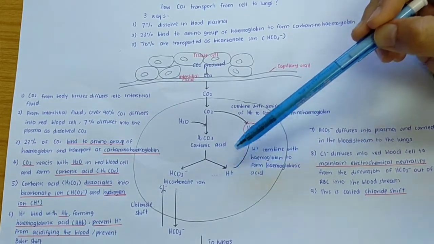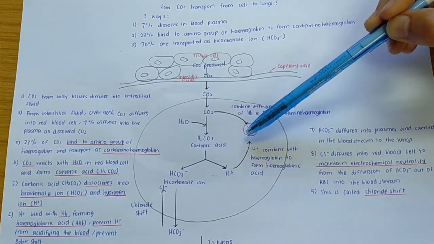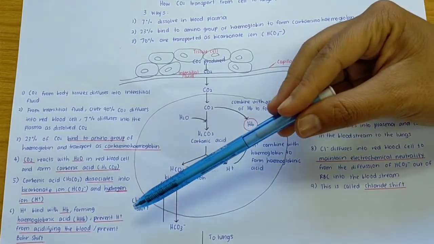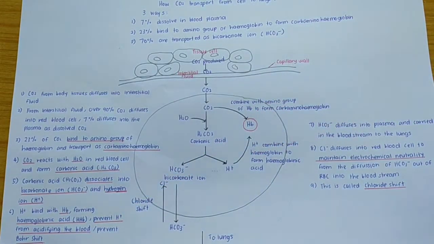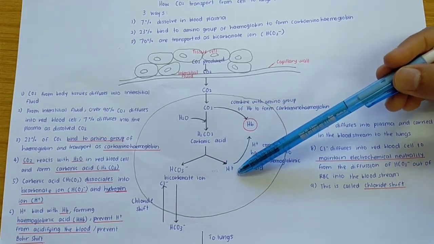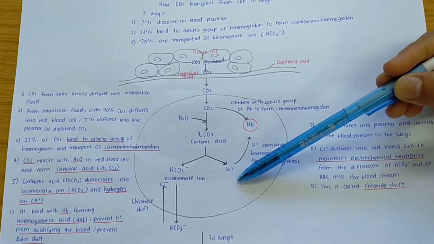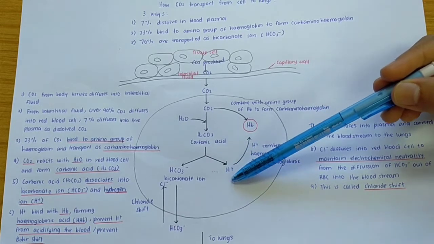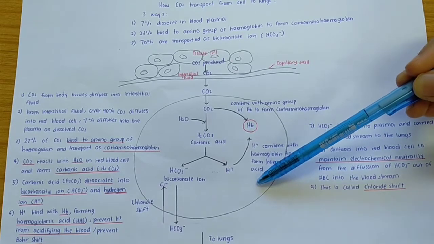This hydrogen ion will bind with hemoglobin. Okay, why must hydrogen ion bind with hemoglobin? To form hemoglobinic acid, because it will prevent hydrogen ion from acidifying the blood, or prevent the Bohr shift. Later I will explain what the Bohr shift is. So if there is a high concentration of hydrogen ion, it will cause the blood to become acidic. So to prevent the blood from becoming acidic, this hydrogen ion will combine with hemoglobin and form hemoglobinic acid.